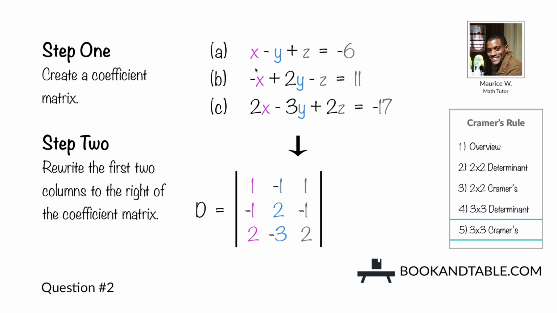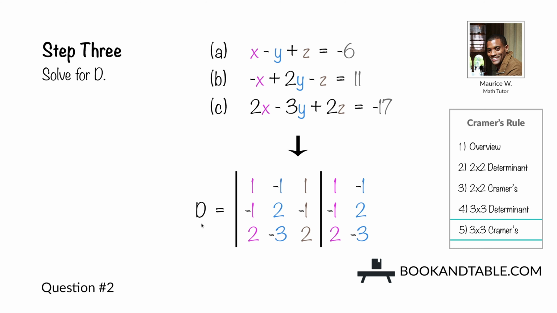So the first column, we have the coefficients of our x terms, 1, -1, and 2. The second column, we have the coefficients of our y terms, -1, 2, and -3. In the third column, we have the coefficients of our z terms, +1, -1, and +2. And now step 2, rewrite the first two columns to the right of the coefficient matrix. And now we have what we need to solve for D. So let's work with just this.